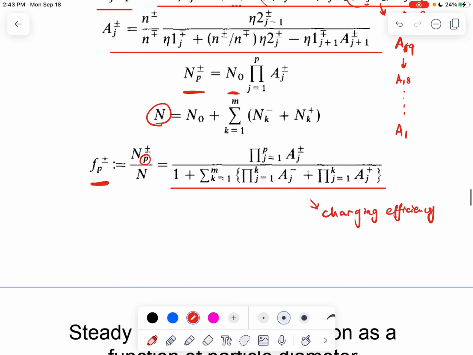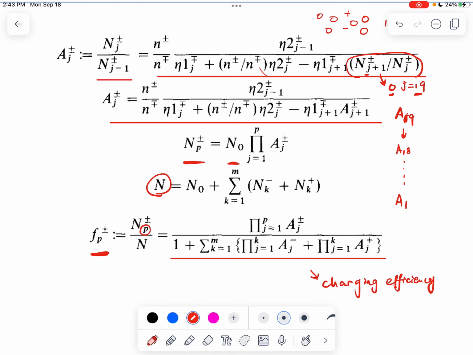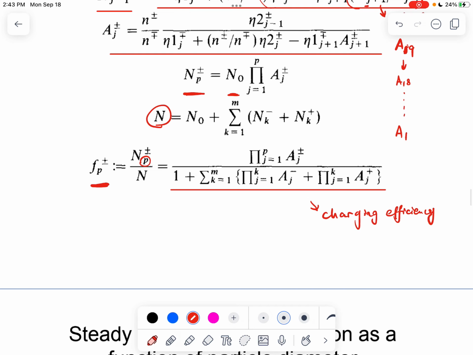And one thing we should notice is that the charging efficiency is different for particles with different sizes. Here we're just assuming that particles have a uniform size. So the charging efficiency is further a function of the particle diameter, which means that they're going to have different charging efficiency at different particle sizes. And we call this distribution of the charging efficiency the charge distribution.